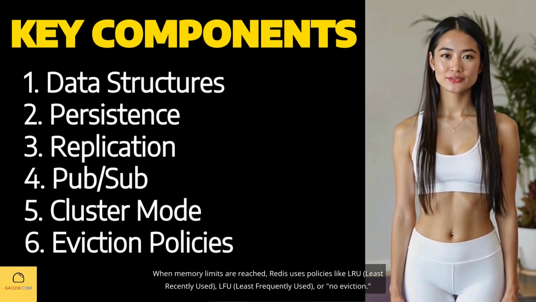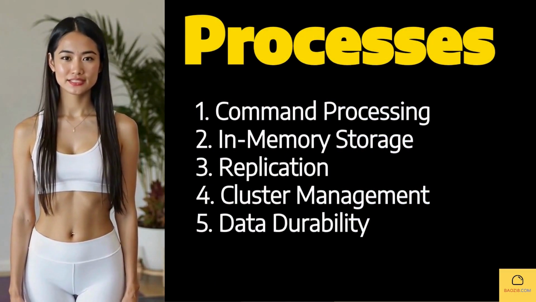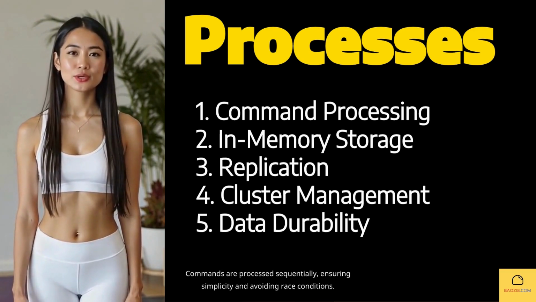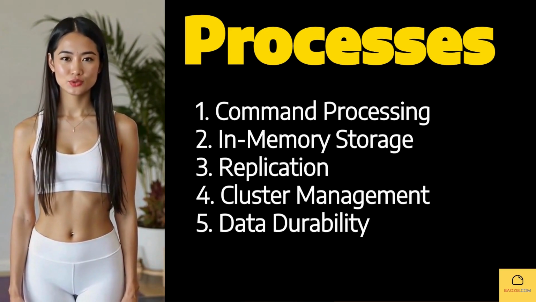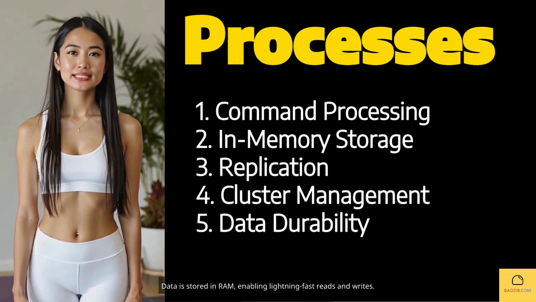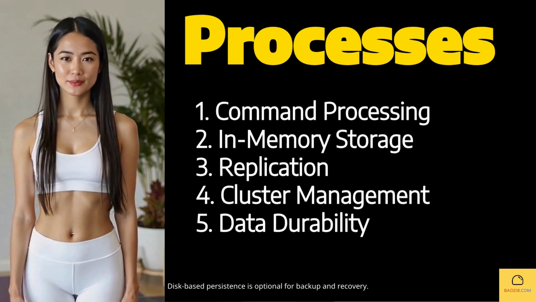or no eviction. What happens under the hood? 1. Command processing. Redis operates on a single-threaded event loop. Commands are processed sequentially, ensuring simplicity and avoiding race conditions. 2. In-memory storage. Data is stored in RAM, enabling lightning-fast reads and writes. Disk-based persistence is optional for backup and recovery.